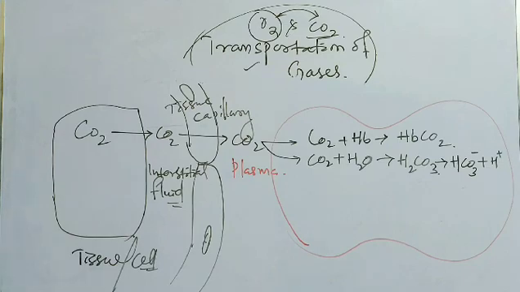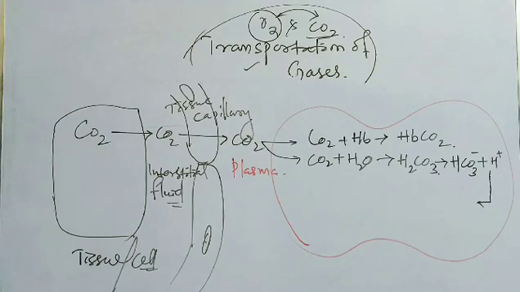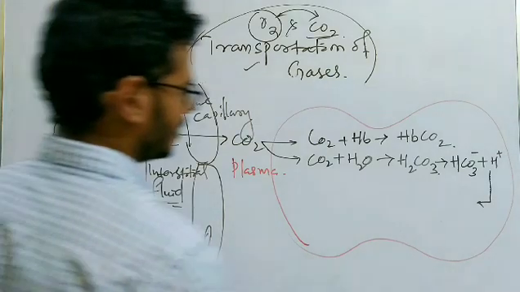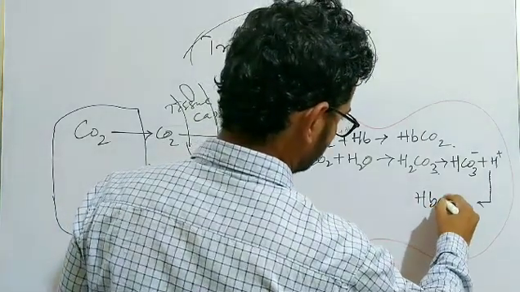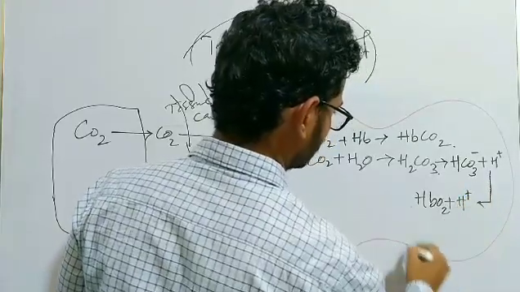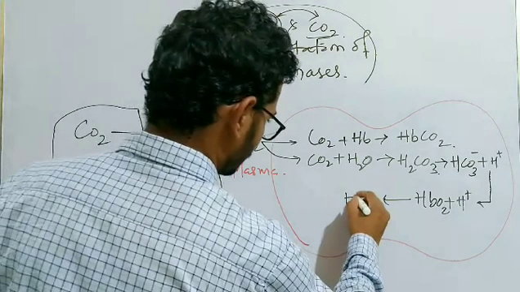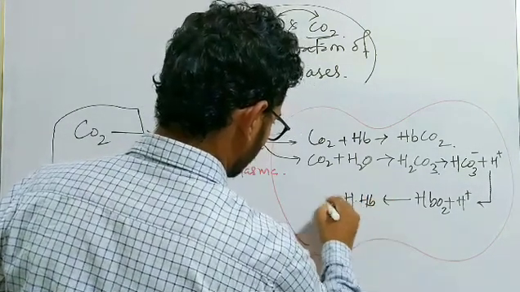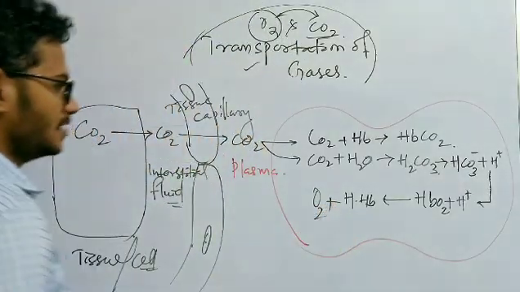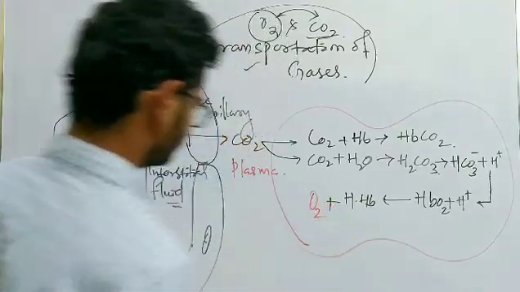Okay, so now this H plus will bind to the HbO2. It will bind with the HbO2, oxygen or oxyhemoglobin. By binding, it will separate oxygen from hemoglobin, and the result will be HHb plus O2. So let me write O2 with red.